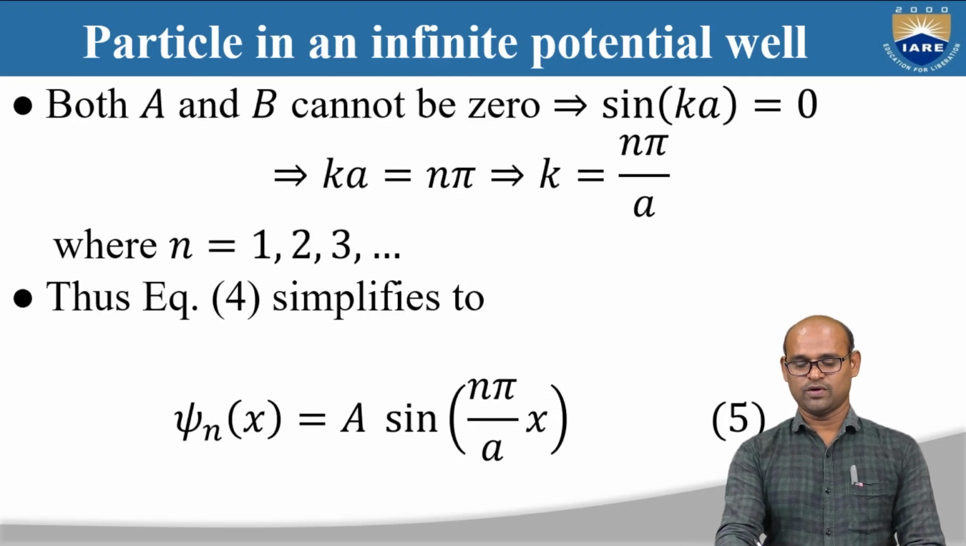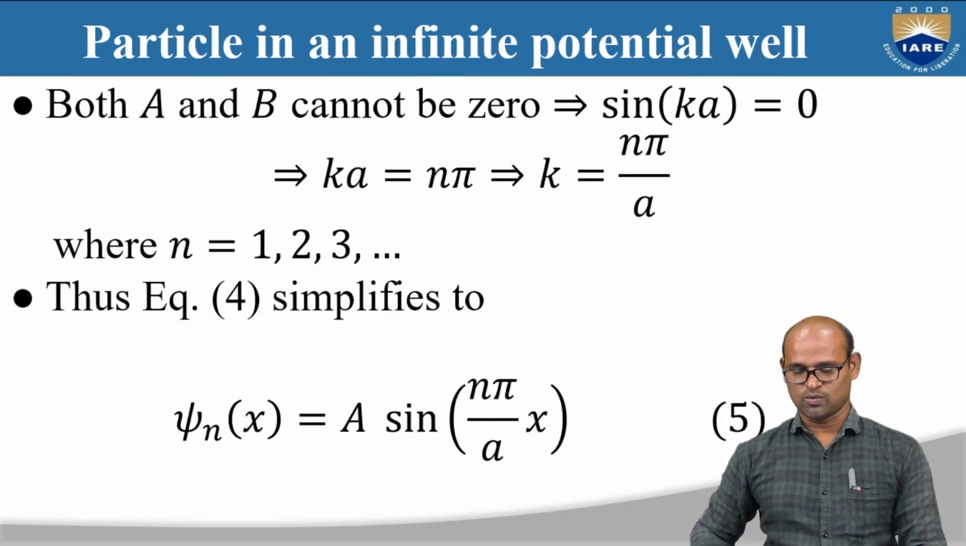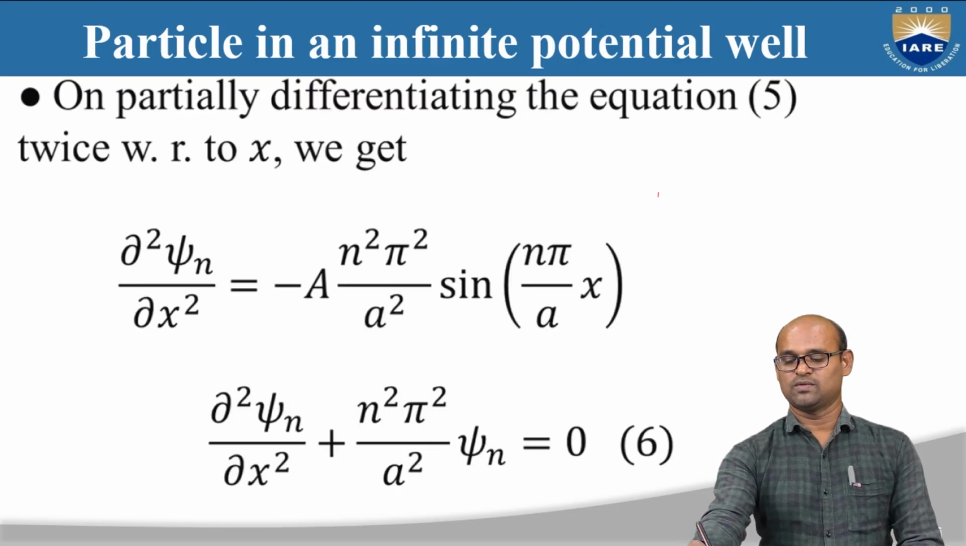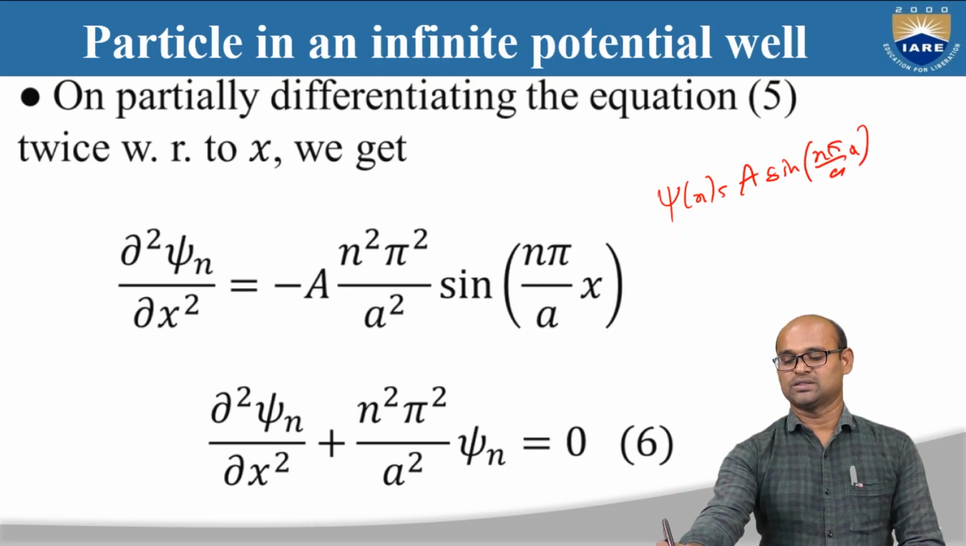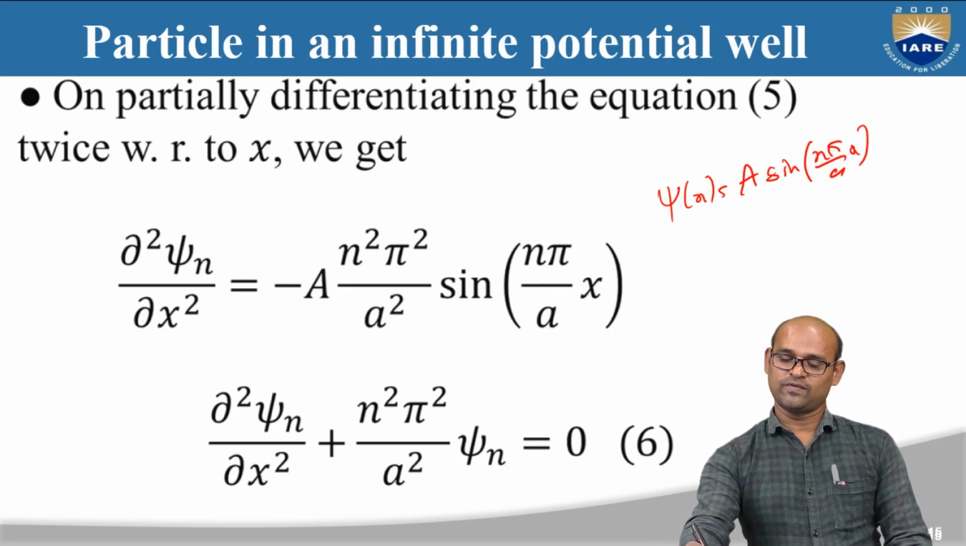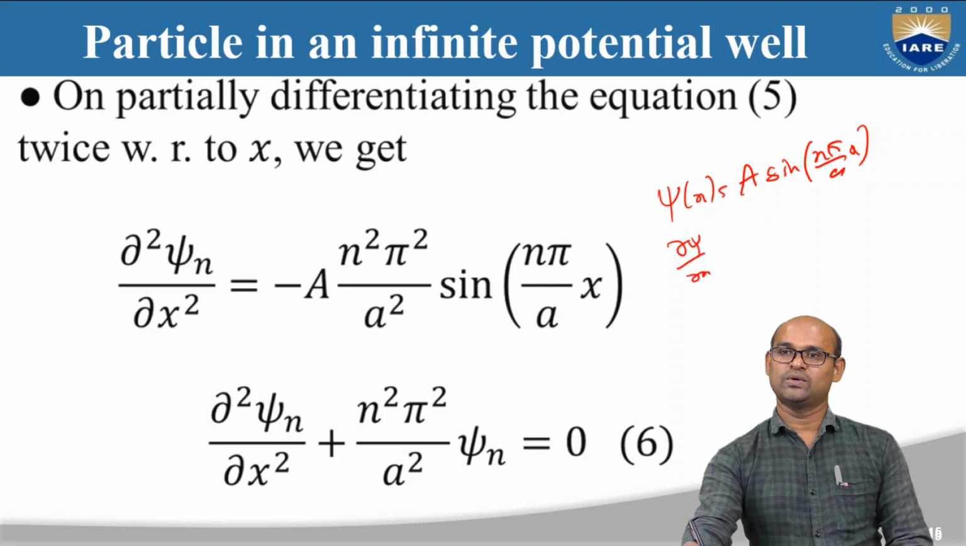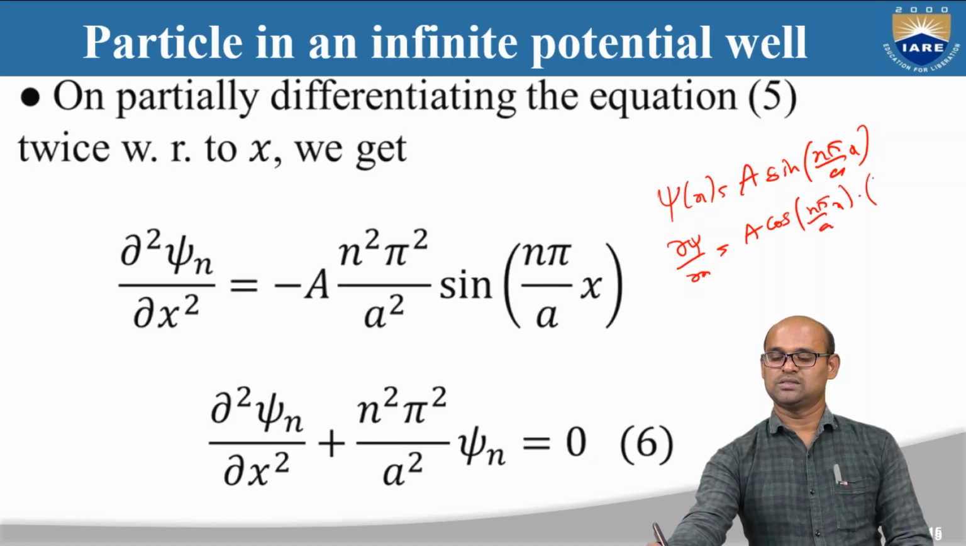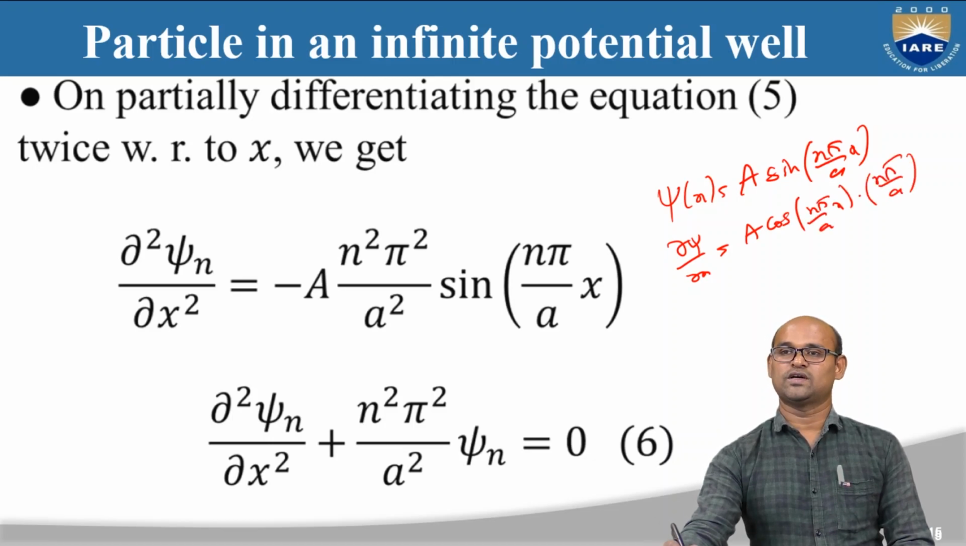So this is the equation 5. I am partially differentiating this equation twice. So first, psi of x is equal to a sine n pi by a into x. Okay, so let us first differentiate this equation. So dou psi by dou x is equal to a cos n pi by a into x, and there is another n pi by a. So this is the first differential, and let us differentiate it again.